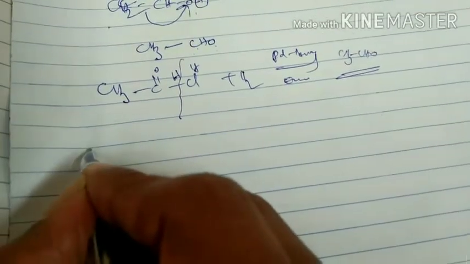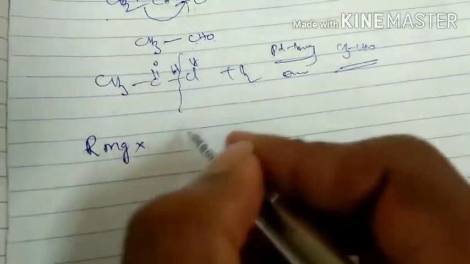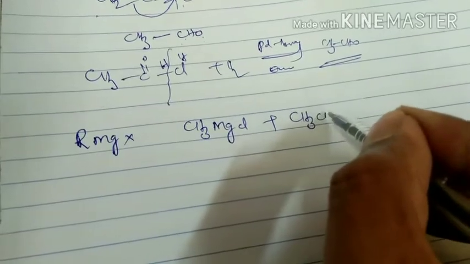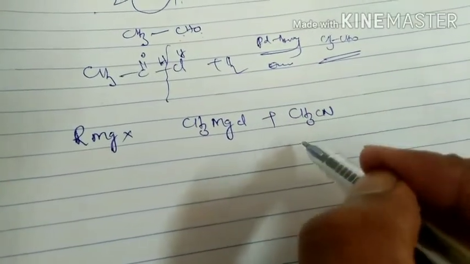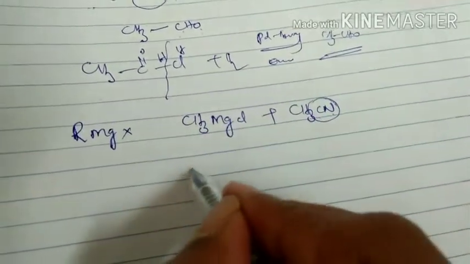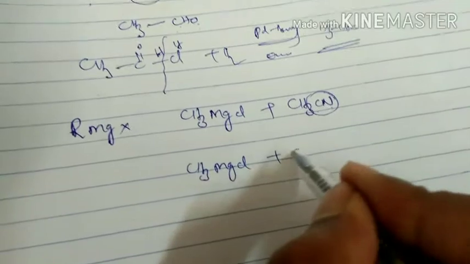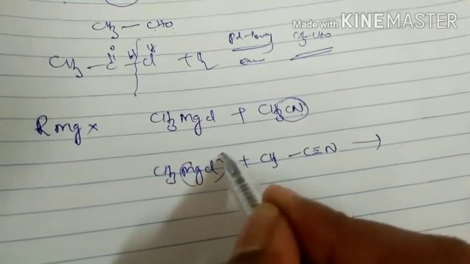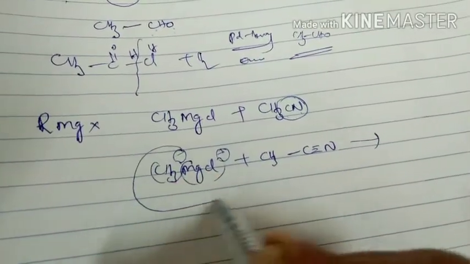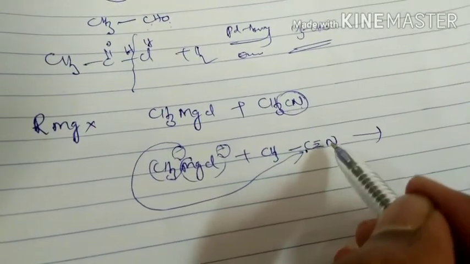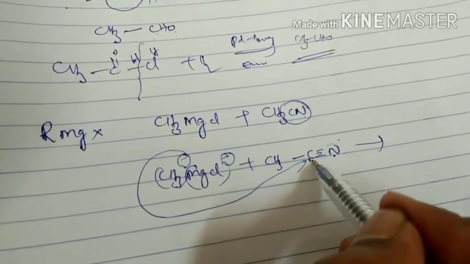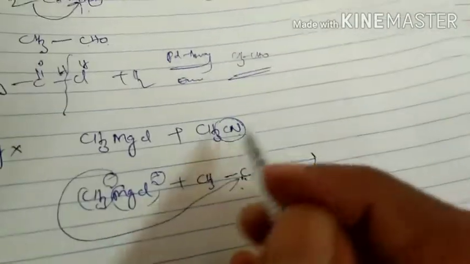I will show that reaction here. Look carefully. RMgX, for example CH3MgCl, reacts with CH3CN, in which a triple bond is present between carbon and nitrogen. In CH3MgCl, this is the positive part and this is the negative part. The negative part comes and attacks here. Why? Compared to nitrogen, carbon has lower electronegativity, so nitrogen acquires a partial negative charge and carbon acquires a partial positive charge. To that positive charge, this methyl group comes and attacks.